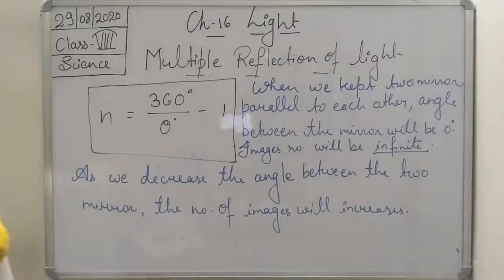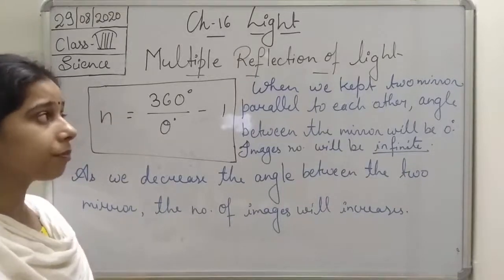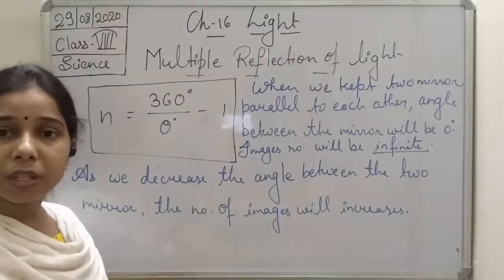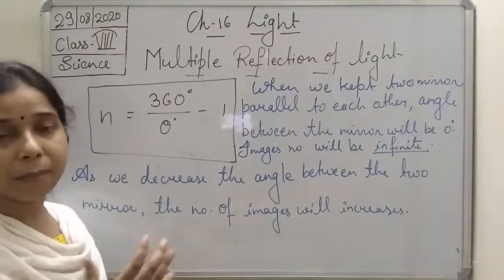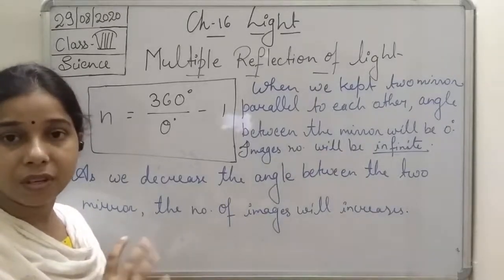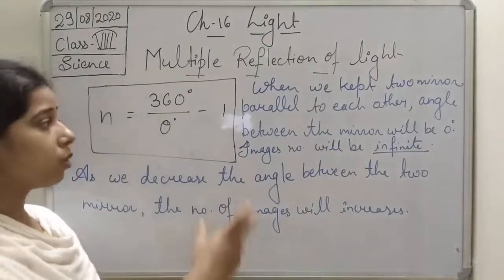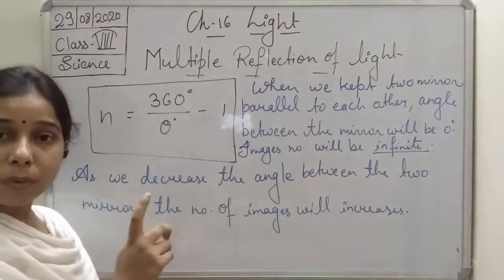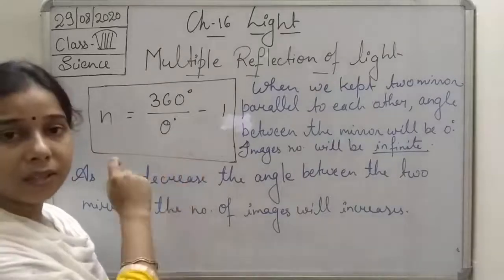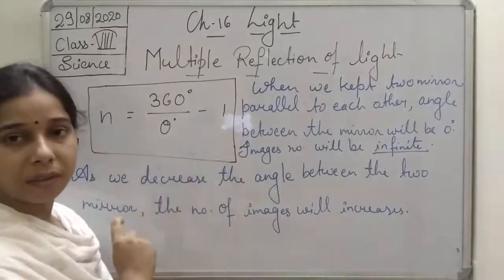So you can understand here student, the multiple reflection of light is the reflection where the two mirrors are kept at an angle to each other, due to which light rays keep on reflecting back and forth several times, and thus there is a formation of many images. Now, how can you find the number of images? You can find the number of images with the help of this formula. So if we represent the number of images by n and the angle by theta, then n is equal to 360 degree upon theta minus 1.